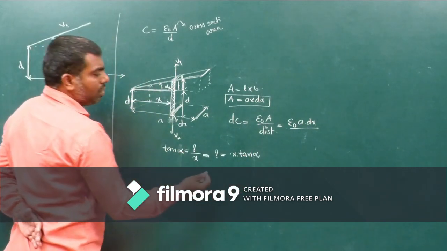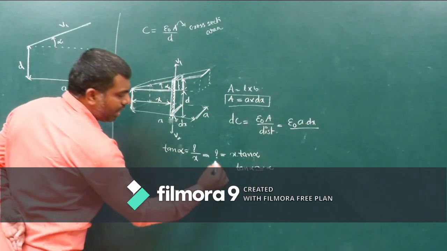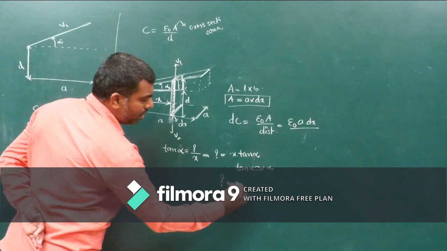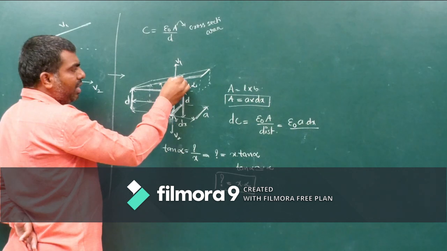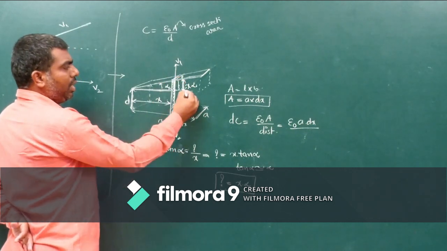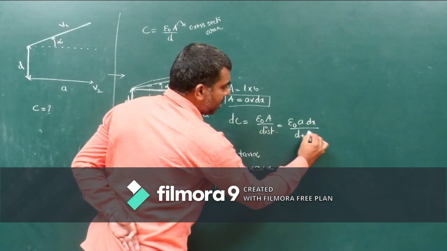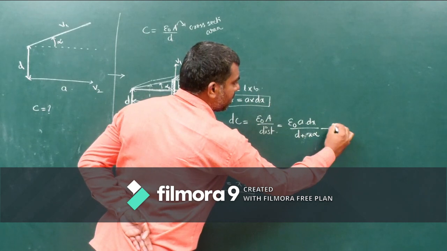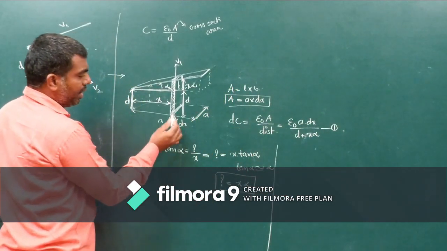But for small angles, tan alpha is directly taken as alpha. So we can write the additional part at x as x into alpha. So the distance between here and here is d plus x alpha. The distance is d plus x alpha. Let this be the first one. This is nothing but the smallest capacitance for this strip only.